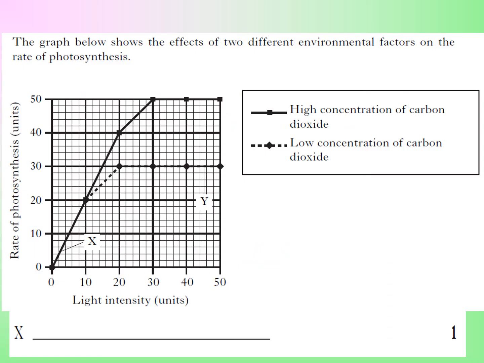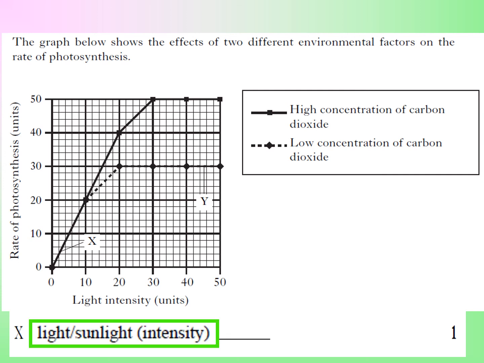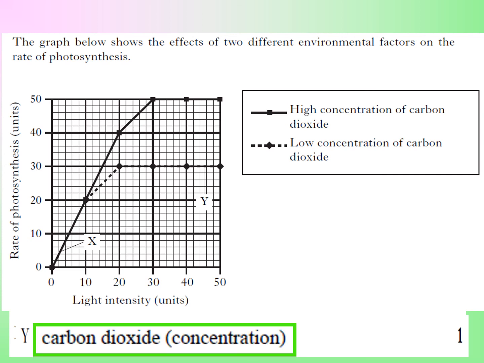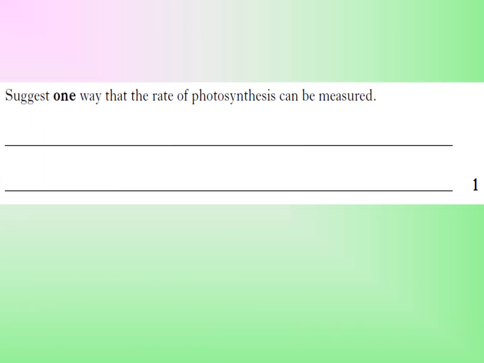The graph below shows the effect of two different environmental factors on the rate of photosynthesis. What is limiting the rate at X? Remember our rule? You're on the way up, you look down. What's on the x-axis? Light intensity. At Y, when you're on the level, you look up and spot the difference. Now look at the key to the right. What has increased at the level above that's affected the rate? Carbon dioxide concentration.